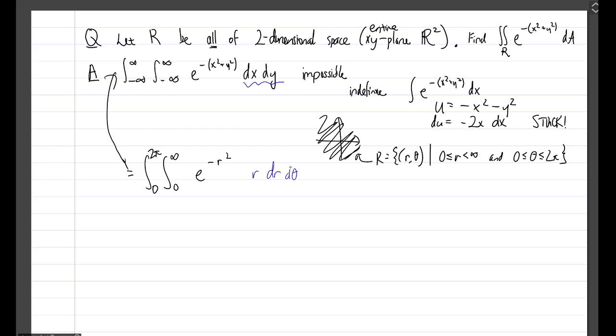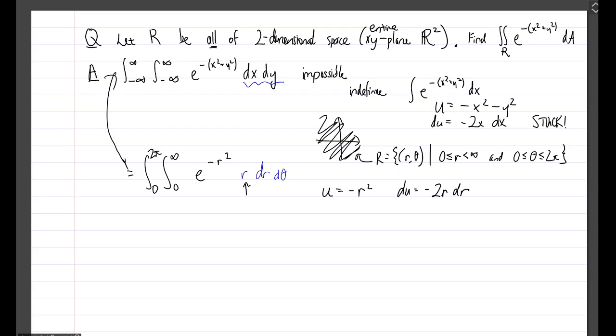Let me push things a little closer here. The whole point is, if you want to integrate e to the negative r squared times r, that's going to work out. This is going to require a substitution. u will equal negative r squared, and then du will be negative 2r dr. But check it out, you needed an r. The 2 is not really a big deal, but you needed an r, and there you have it.